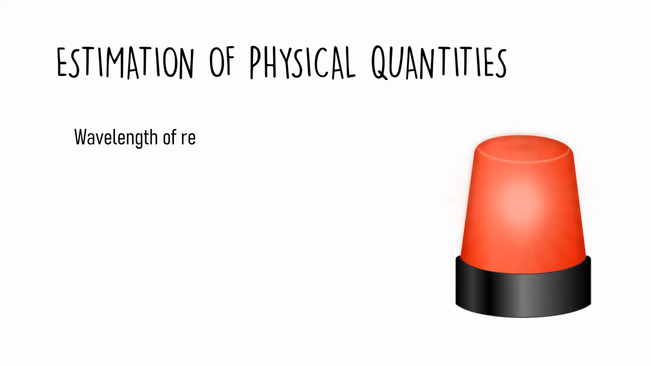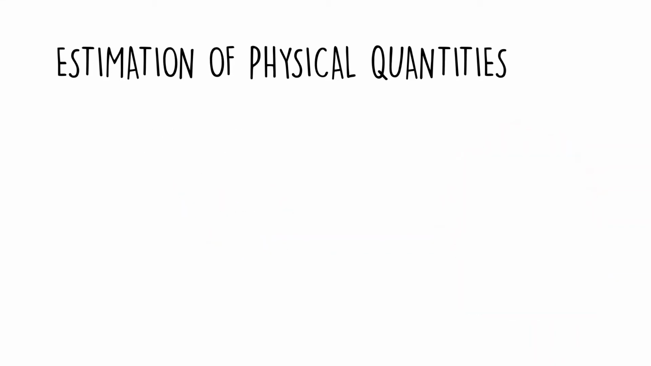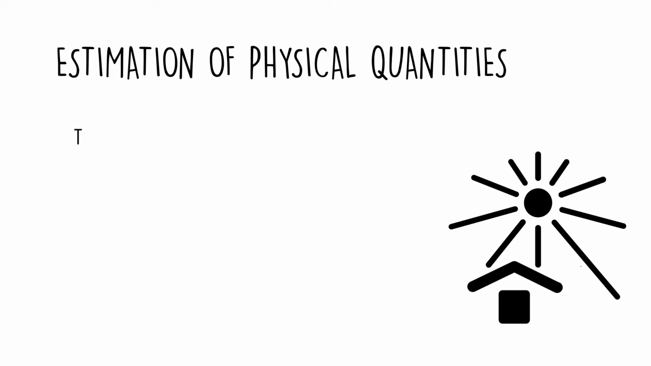Another question that has come in the past papers is, what's the wavelength of red light in vacuum? You should know the electromagnetic spectrum and the general wavelengths for all the radiations that occur in it. I know that red light is around 700 nanometers, but it's the generosity of the examiner that they will accept anywhere between 400 to 800 nanometers, although that is the range for visible light. For red light, it's 700 nanometers.